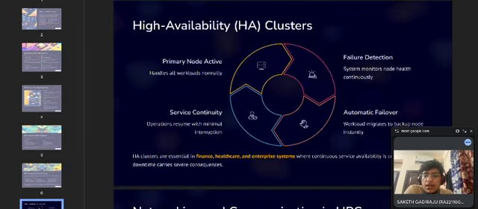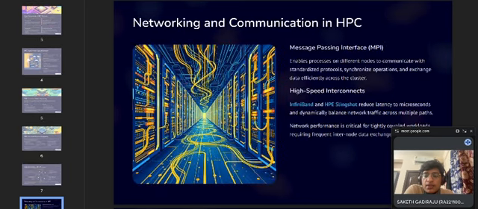So, head node. This node, also called the login or master node, is the entry point for users. It is responsible for job scheduling, resource allocation, and cluster management. Users do not run their actual computations on the head node. Instead, the head node dispatches jobs to compute nodes based on available resources.